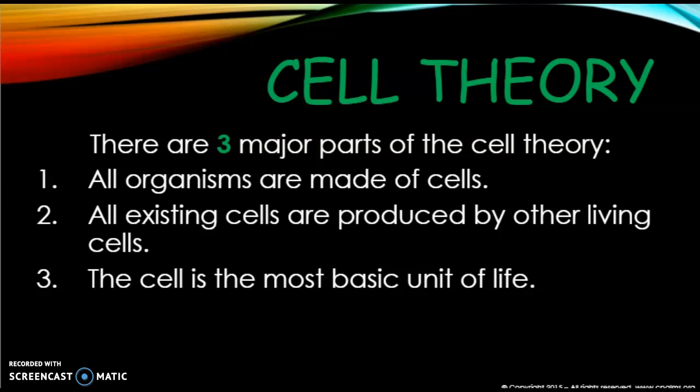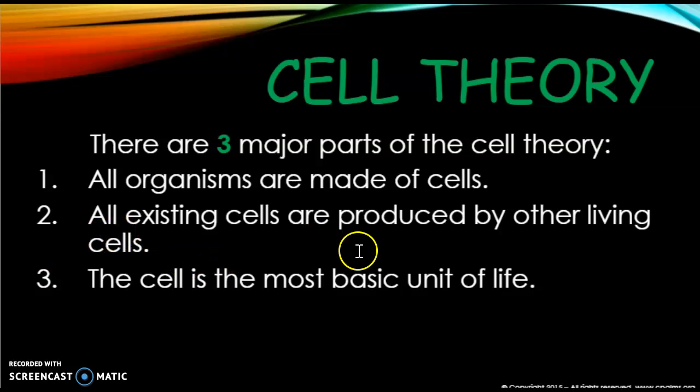This is the most important slide out of all the ones on here. And this is the three major parts to cell theory. By the end of the chapter, you have to know these three major parts by heart. Okay? The first part is all organisms are composed of cells. So every single living thing that exists or has ever existed is made of one or more cells. So all living things are made of cells.